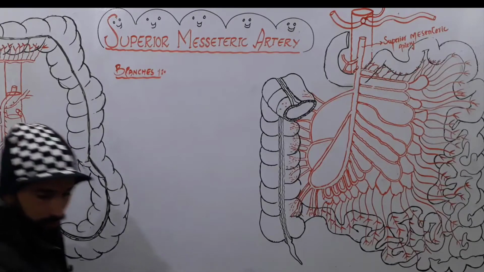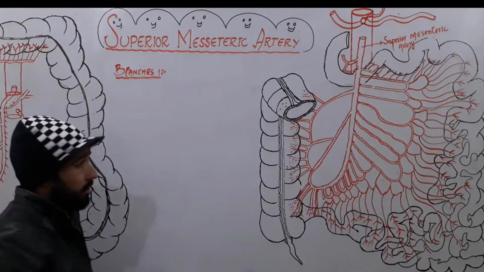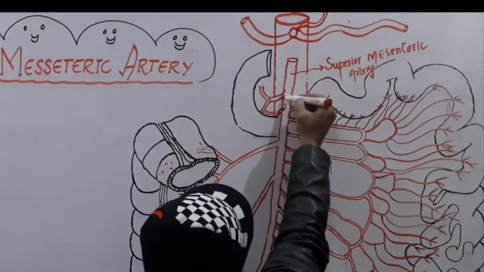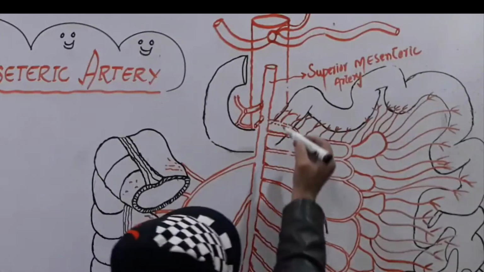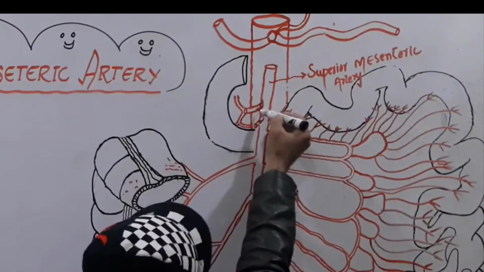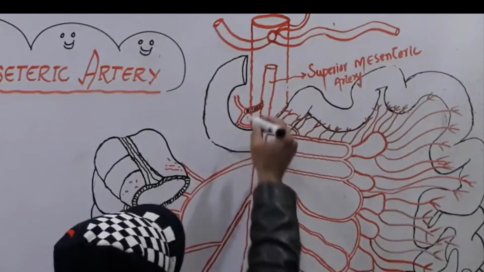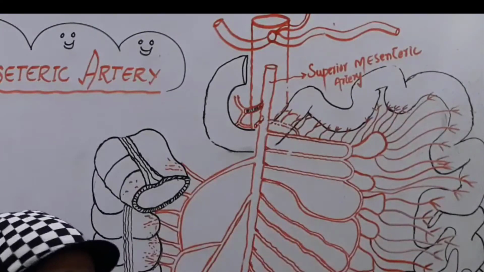Clear? So the first branch which arises from the superior mesenteric artery is this branch. You can see here this one. Look carefully. I will name this branch. This branch arises from the superior mesenteric artery. I am mentioning it like this. So this branch is called the common pancreato-duodenal artery.